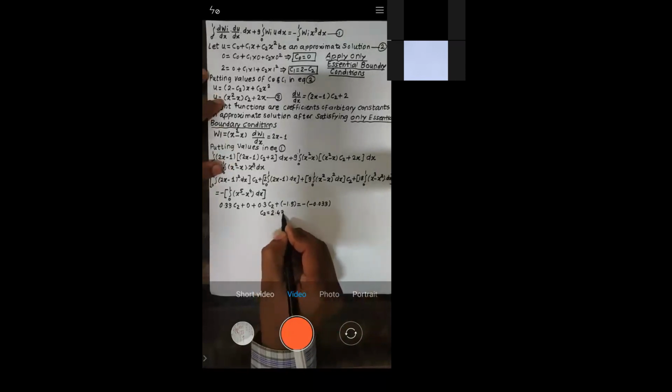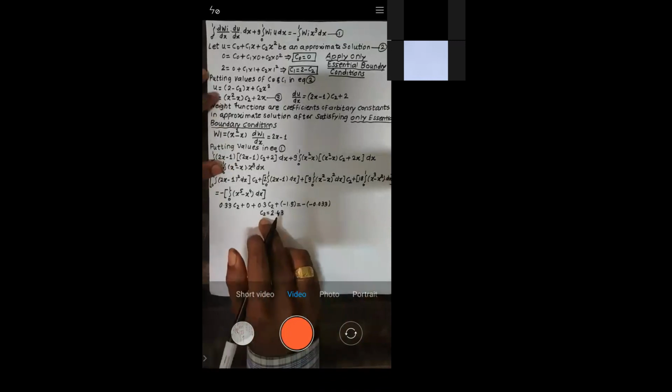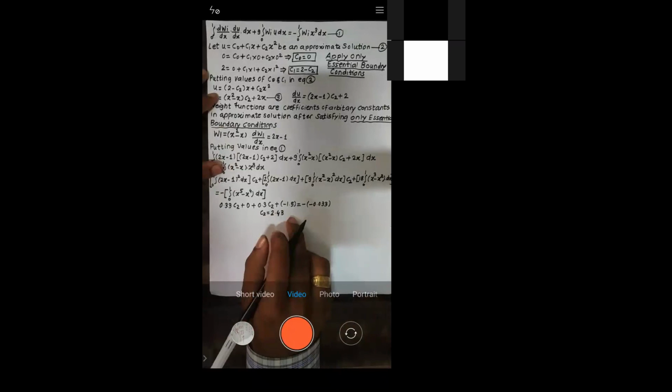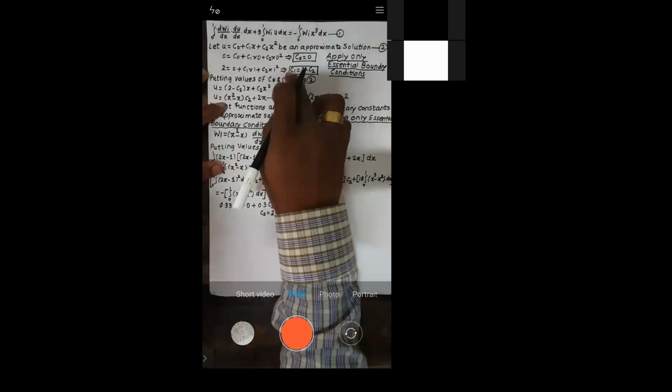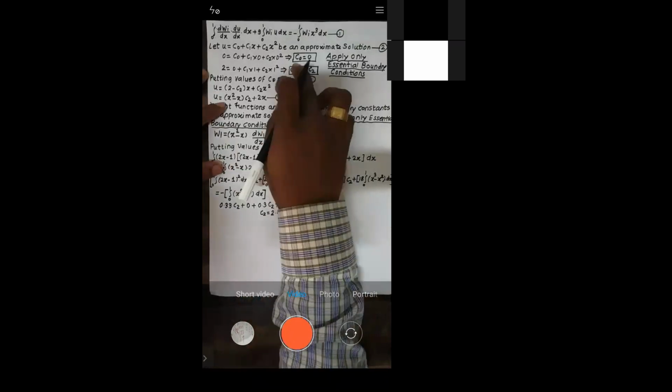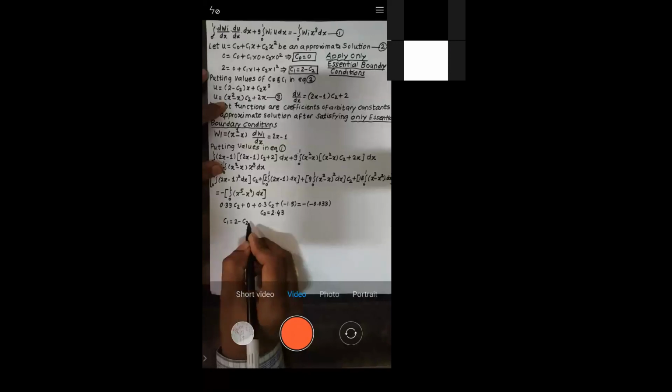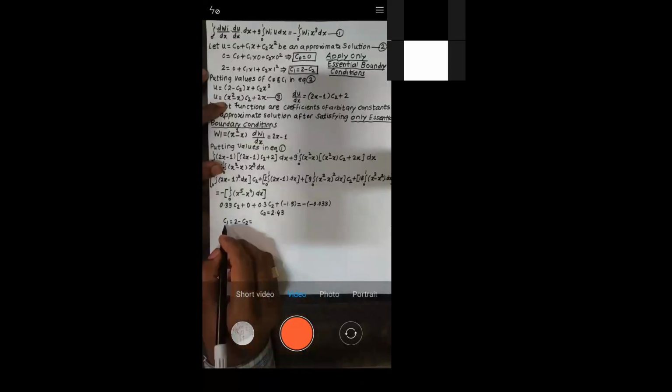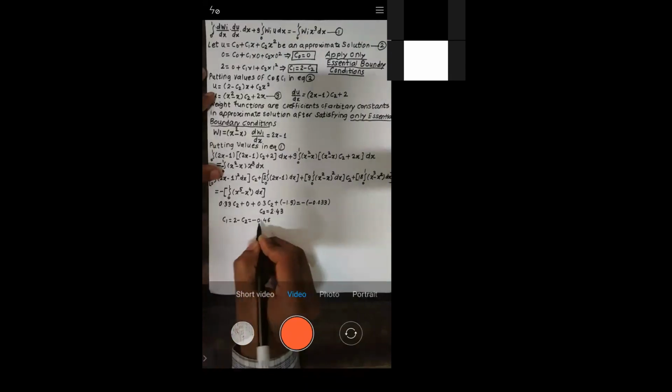Right? Now see, you have C2. Can you calculate C1? C1 is equal to 2 minus C2, right? So tell me what is the value of C1? Minus 0.43.